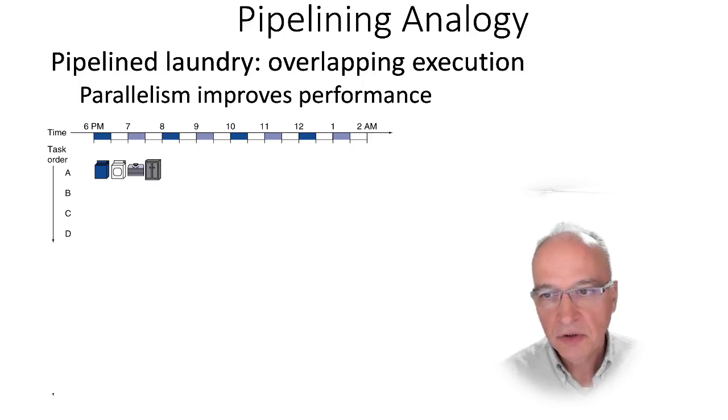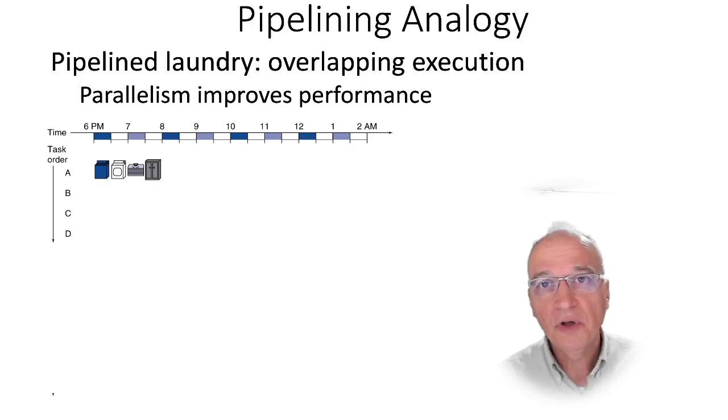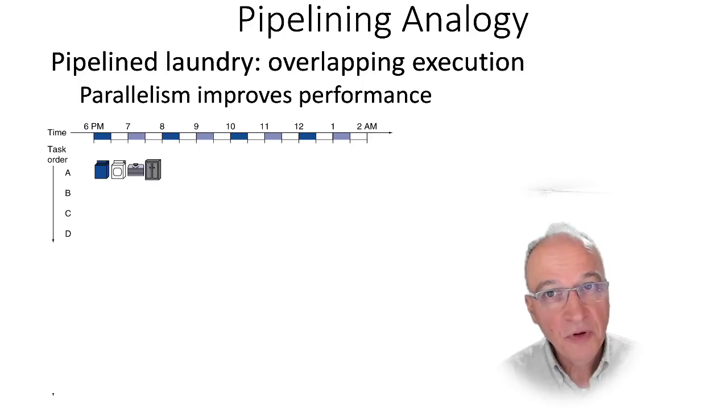To introduce the idea of pipelining, we'll consider an analogy. And this analogy considers the task of doing laundry. And let's suppose that we can divide the task of doing laundry in 4 different stages. In the first stage, we run the clothes through the washer. The second stage, we run through the dryer. Then we have a folding stage, and then we have the stage of putting the clothes away.